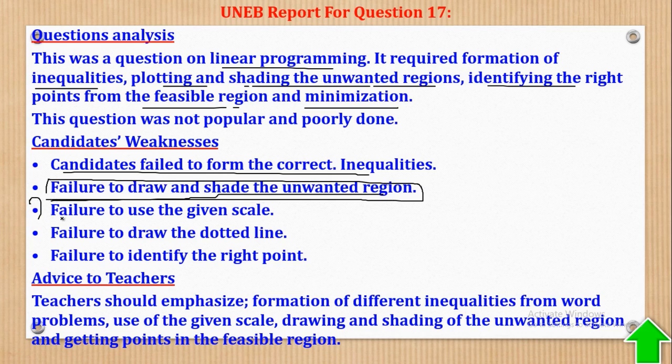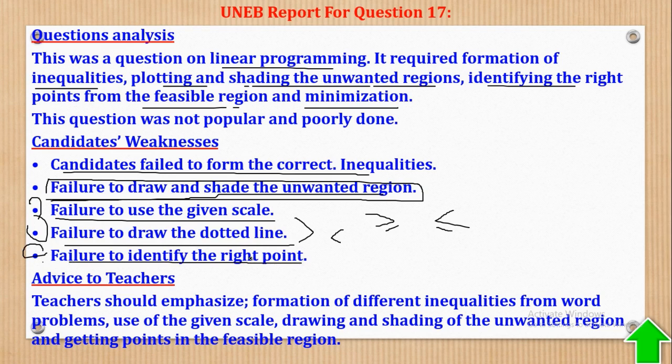Then another one is failure to use the given scale. So you had to use the scale which was given, you don't forge your own. Then next is failure to draw the dotted line. Remember, if the inequality is just greater than or less than, we use dotted lines. If it is greater than or equal to, or less than or equal to, then we use bold lines.